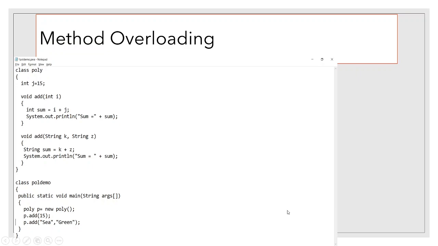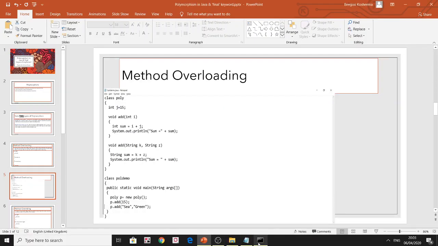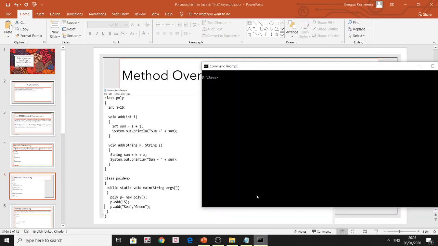So let's see it with a compiler. javac PolyDemo.java, then java PolyDemo. So the output here is sum is 30, and then we have here CGreen. It concatenates it together, puts it together.